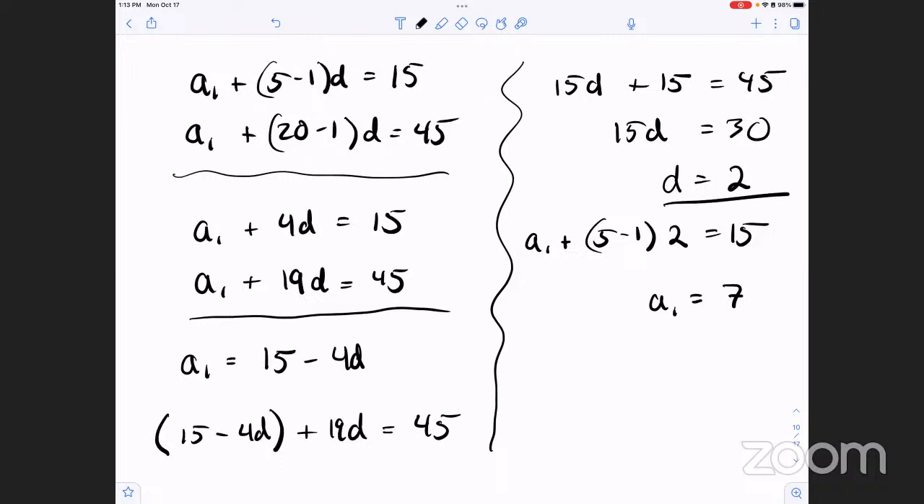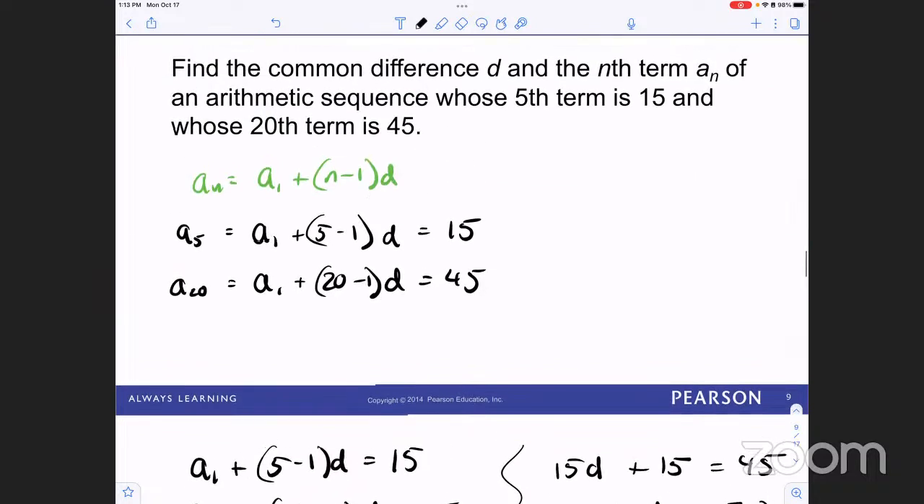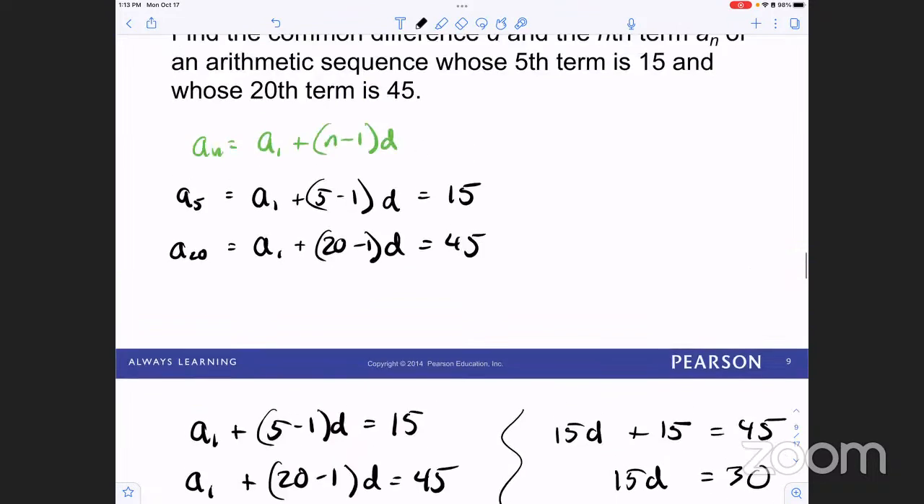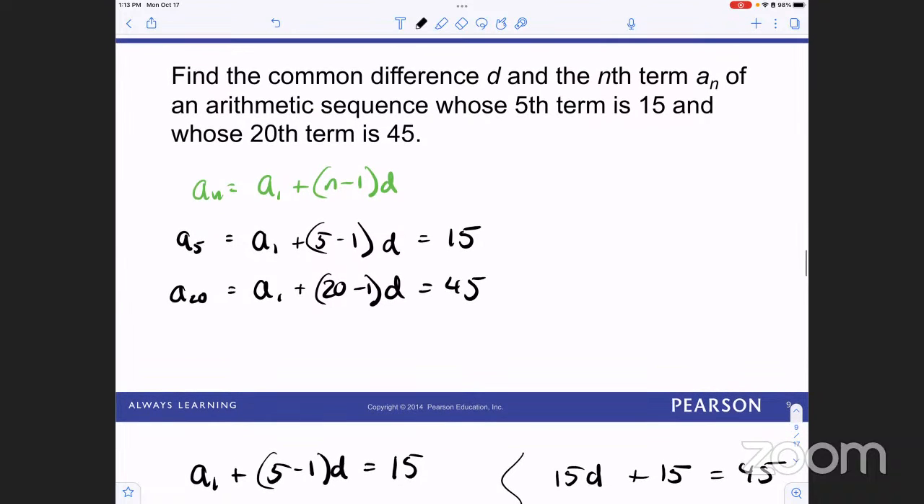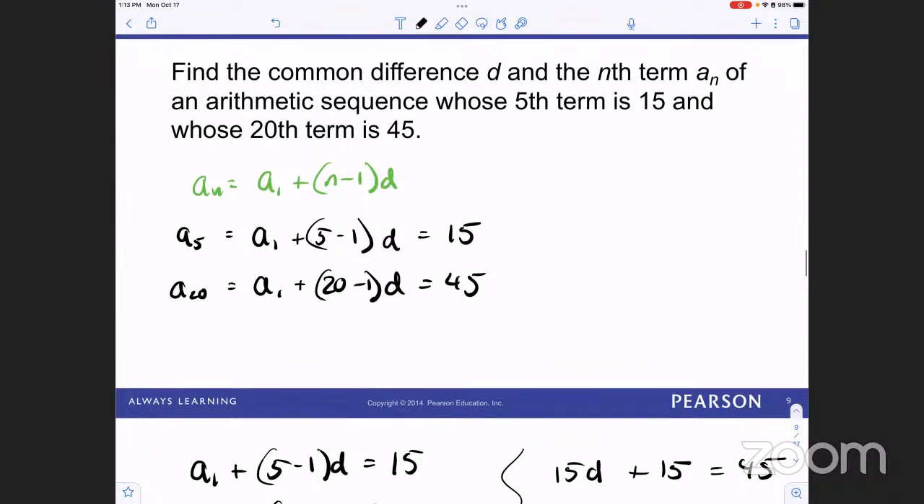So we have our common difference. We have our initial term. Let's go back and answer the question. So it says find the common difference. Okay, we found that. And the nth term. Okay, so we need to find an.